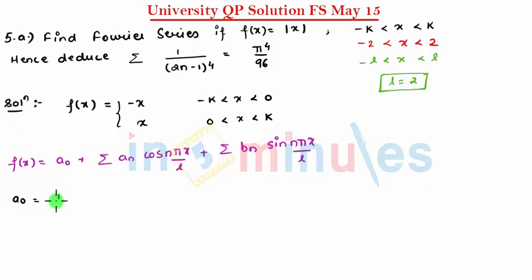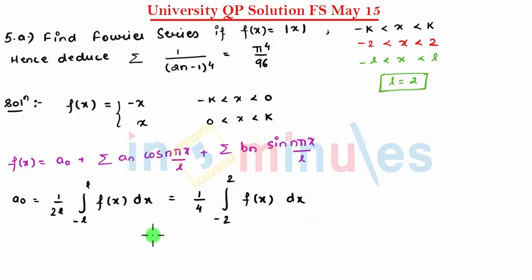So now starting with a0. The value of a0 is 1 upon 2L, integral from minus L to L of f of x dx. L is 2, so this comes to be 1 upon 4, integral from minus 2 to 2 of f of x dx, which you can write as 1 by 4, and the range splits from minus 2 to 0, where f of x will be minus x dx, plus from 0 to 2, x dx.